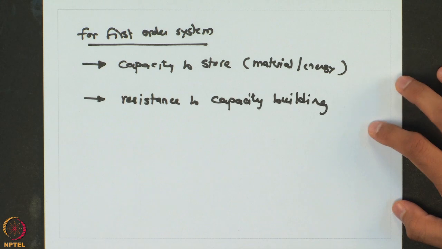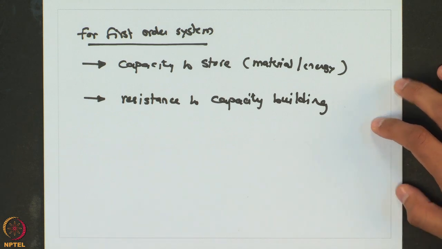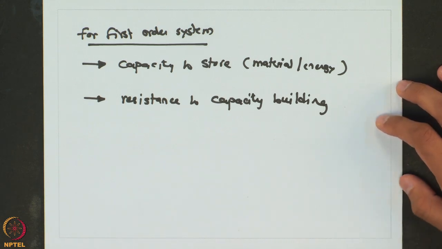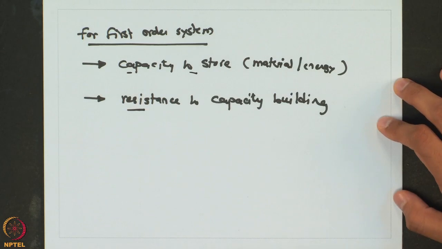Now for the second point, I excluded the first example. When we have that purely capacitive process, which is also known as an integrator, the outlet flow rate we had considered was independent of the height. So there was no such resistance to capacity building. There was only a capacity to store and no resistance, and that is why these systems are also known as purely capacitive systems or integrators. Thank you.